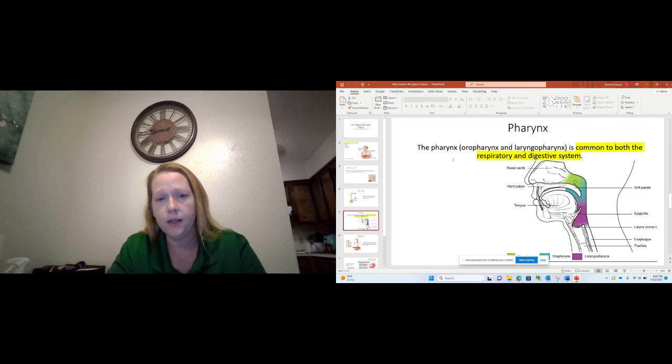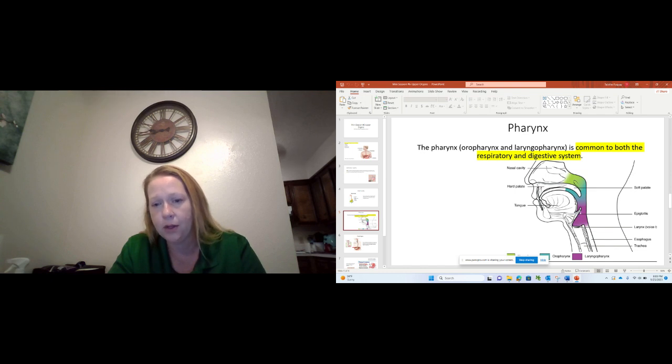So the pharynx, the oropharynx, and the laryngopharynx is common to both the respiratory and digestive system. Here is your nasal cavity. So this is the nasopharynx. Here is your oral cavity. So this is the oropharynx. And here is your larynx. So this is the laryngopharynx. And here's the purple color, green, teal, and purple to denote those areas. So this is common to both the respiratory and the digestive system.